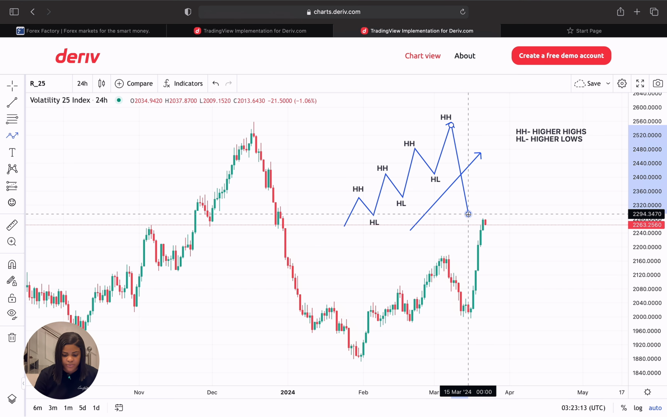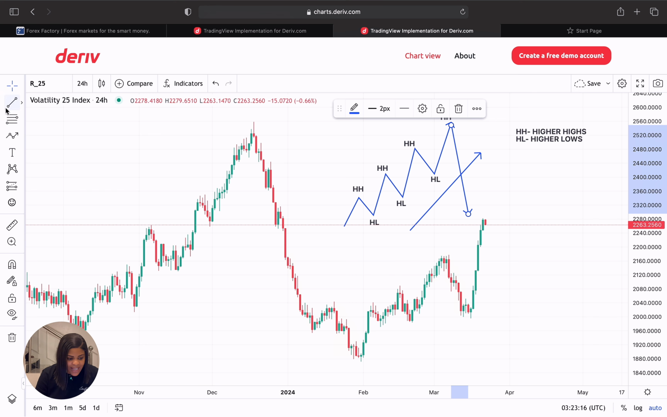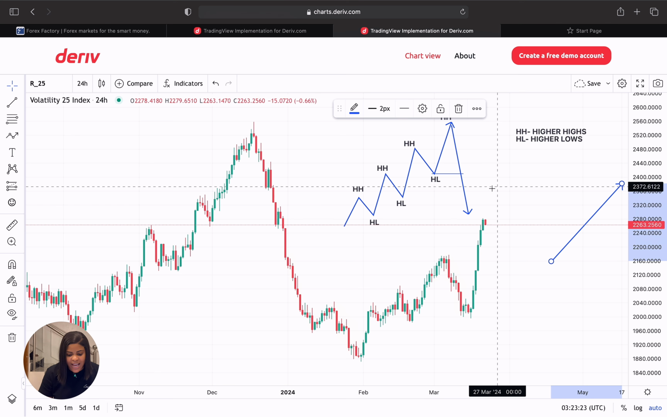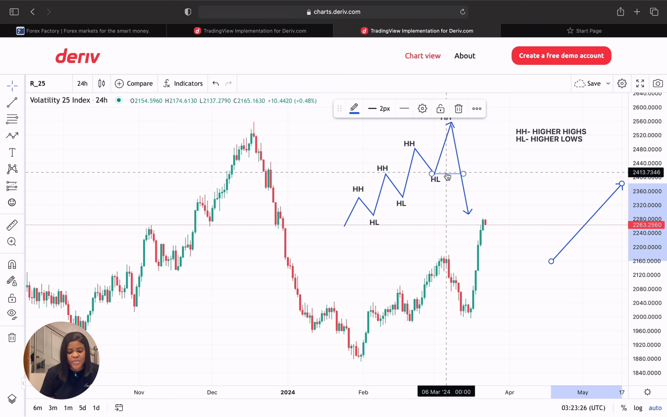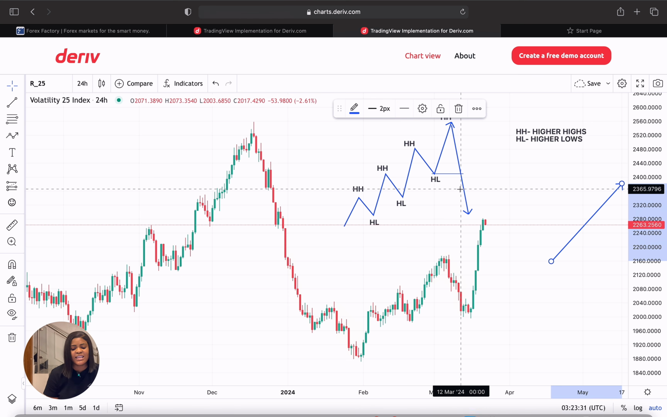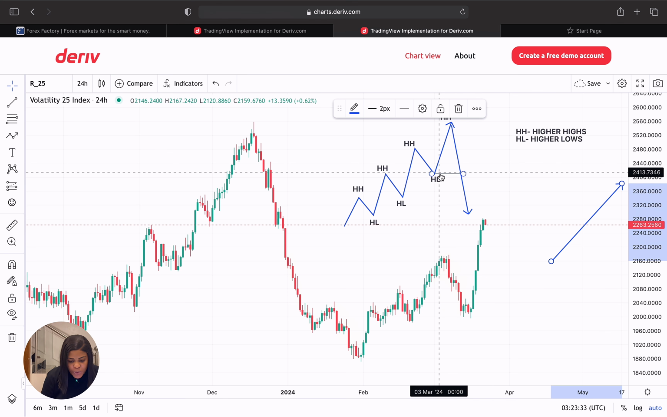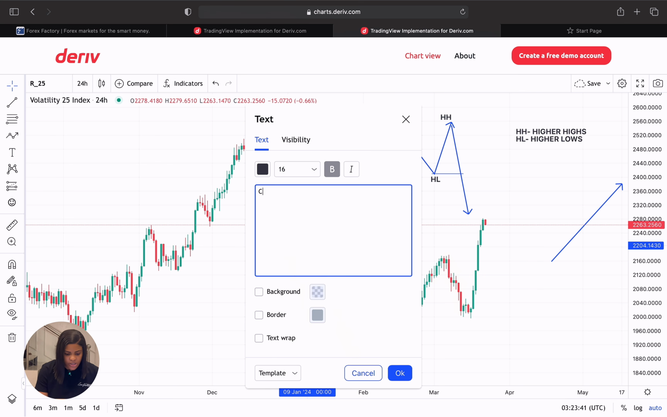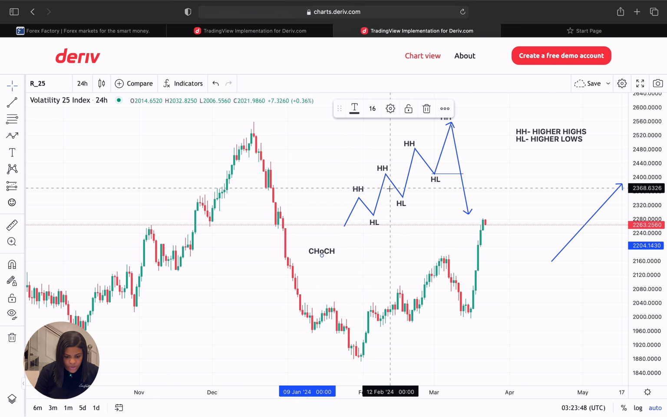So if the market breaks this last higher low, where's the last higher low? This is the last higher low. So if the market breaks this last higher low, what does that mean? It means that this uptrend structure has broken. And in that note, I will stop looking for buying opportunities, because at this point now, there is a change of character. CHOCH, also called change of character. It's a short form of change of character.